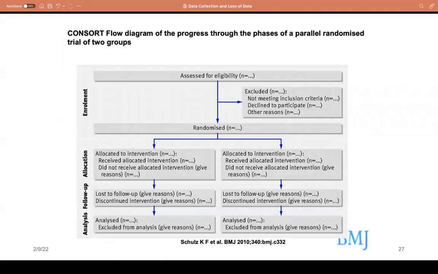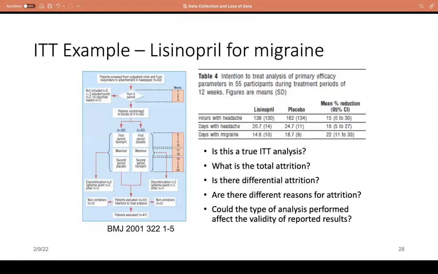Okay, so here's a CONSORT flow diagram. You assess people for eligibility, people get excluded, that's fine. But then here you have your randomization. Once you randomize people, you want to see what happens. People are allocated to the different groups, and then during follow-up, who's lost to follow-up, and why are they lost to follow-up in the two groups? And then who was analyzed, and if people weren't included in the analysis, why not?